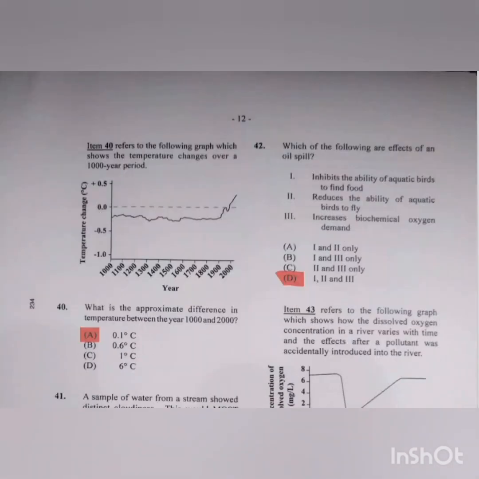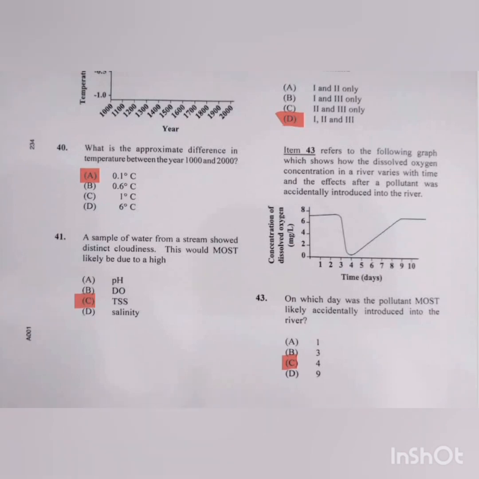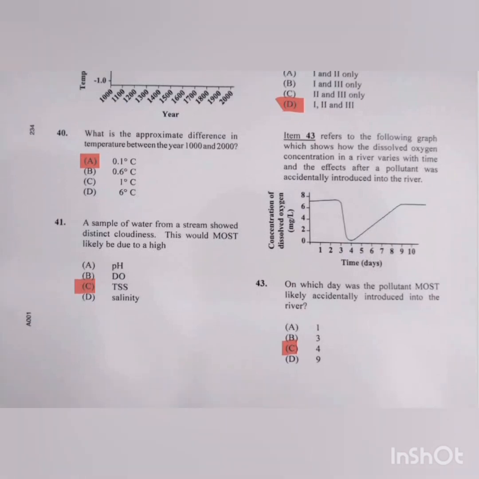42. Which of the following are effects of an oil spill? The answer is inhibits the ability of aquatic birds to find food, reduces the ability of aquatic birds to fly, and increases biochemical oxygen demand. So D, all 3. 43. On which day was the pollutant most likely accidentally introduced into the river? As referred to by the graph shown at 43, the answer would be C, on day 4.